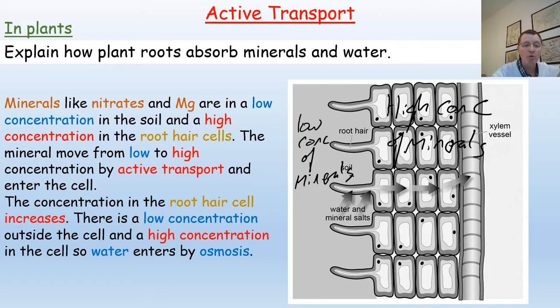There is now a low concentration outside the cell and a high concentration inside the cell, and therefore water will flow into the root hair cells and flow through the root cells towards the xylem.